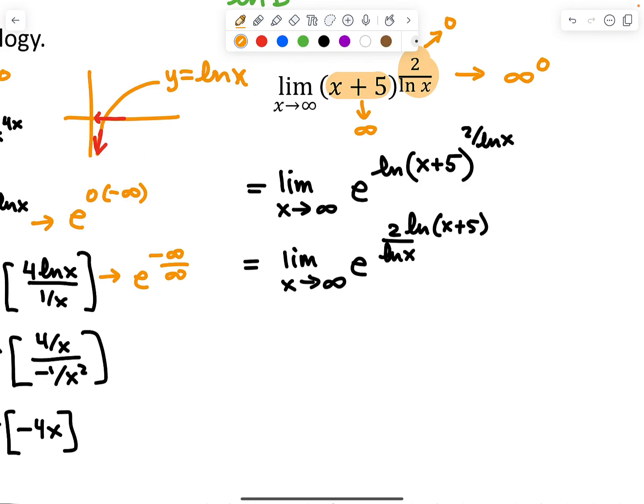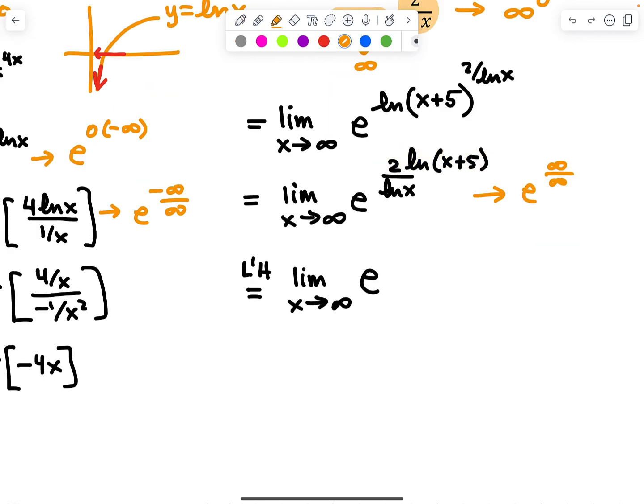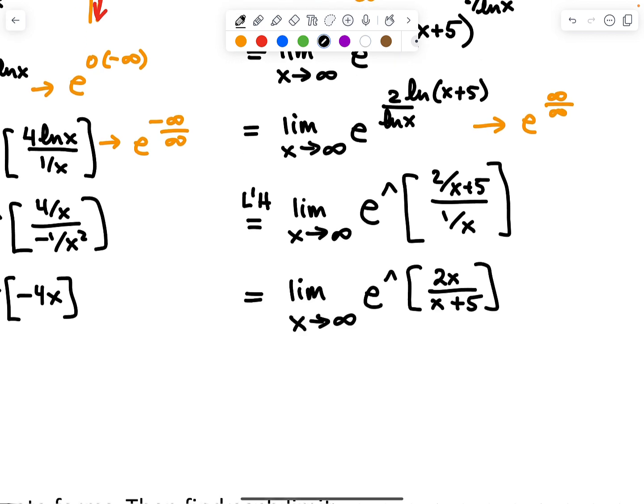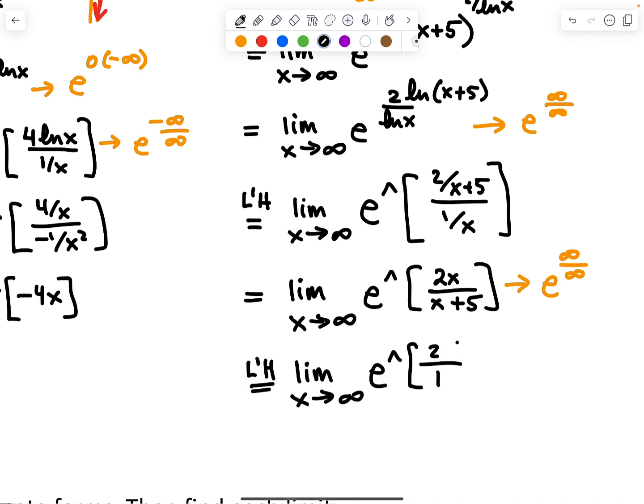And as x goes to infinity, both the numerator and denominator of that exponent will approach infinity. So we can go straight to L'Hopital's rule, differentiate this numerator. We get 2 over x plus 5 times a 1 using the chain rule. So just 2 over x plus 5 over, and differentiate this denominator, we get 1 over x. So let's simplify this exponent by inverting and multiplying, and our exponent simply becomes 2x over x plus 5. As x goes to infinity, the numerator and denominator of the exponent both go to infinity, so you could use L'Hopital's rule again. Derivative of 2x is 2, derivative of x plus 5 is 1, and so we get, in the end, a limit of e squared.